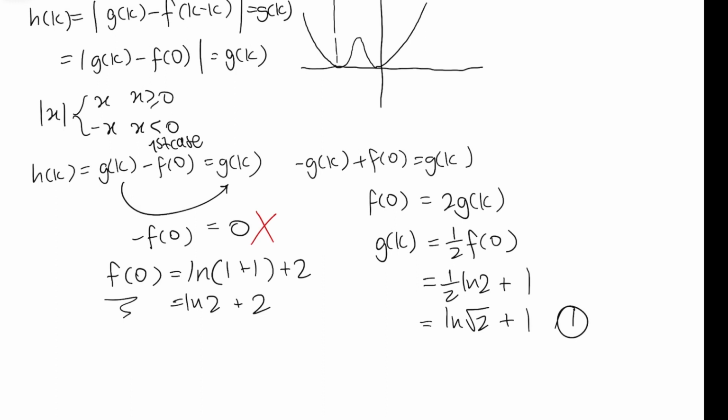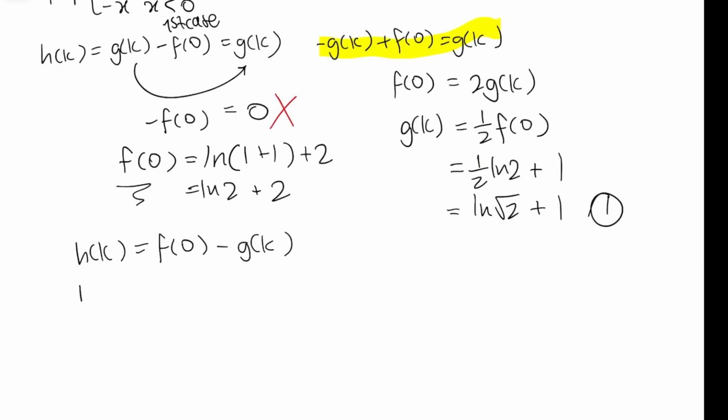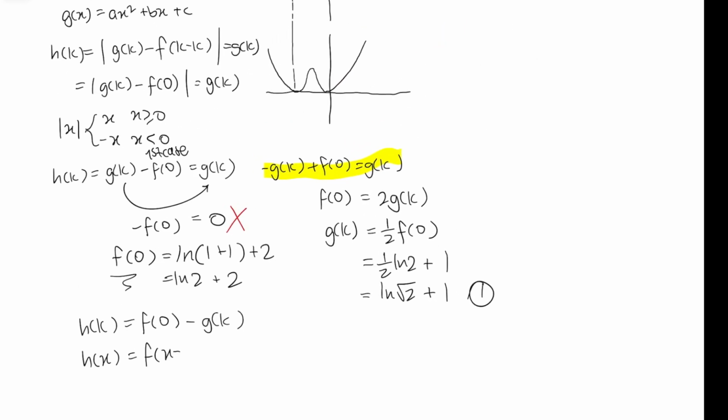One additional thing is that since we have only found that one case of the absolute value function is feasible, we can rewrite h of k as f of 0 minus g of k. So we are only considering this case as we have found the other case is not possible. And we can also write h of x as f of x minus k minus g of k.